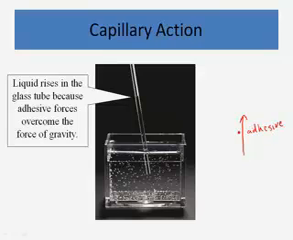and they will do so until they are not strong enough to overcome the force due to gravity based on the mass of the liquid in the tube. So as the liquid rises up the tube, the mass of that column increases, which means the force of gravity increases. And so as long as the adhesive forces are stronger, it'll continue to rise up the tube. But once we have a strong enough force of gravity to where it balances out, then the liquid will stop rising.